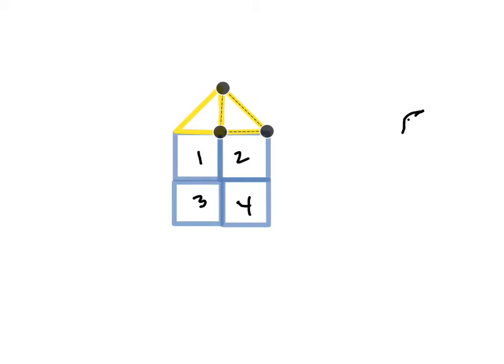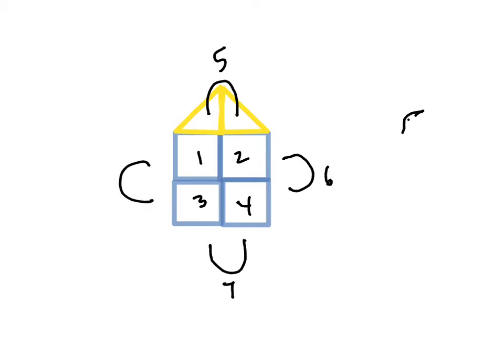Those two together would give me 5. These two together would give me 6. This half and this half together would give me 7. This half and this half would give me 8. So estimating the area of this figure, I would say it would be about 8 square units.